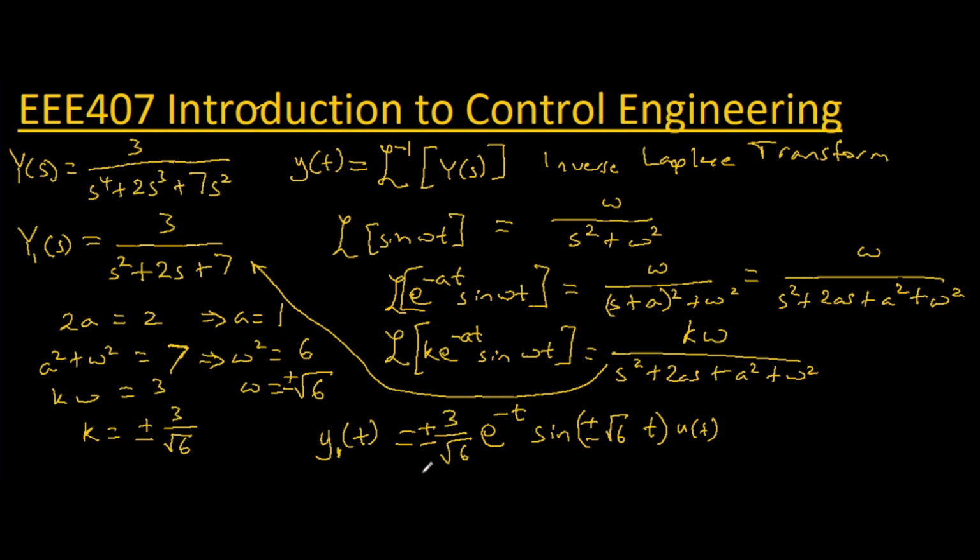So this is what we have over here as our y1 of t. It will be convenient to just use the positives for k and for omega, but then this is the solution of our system. In this case, we have found the output time function, given the ramp input.